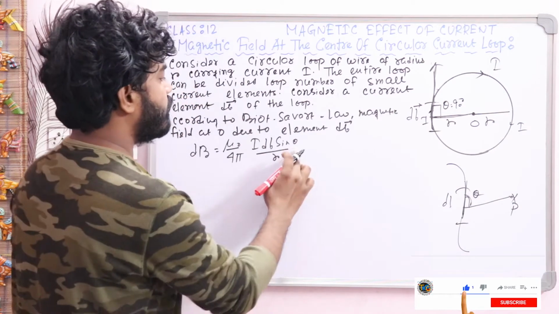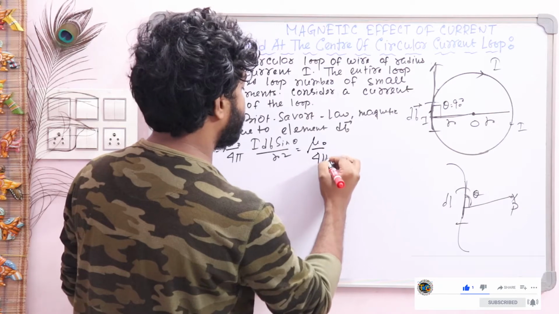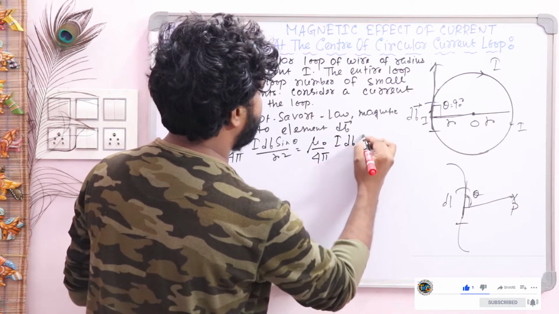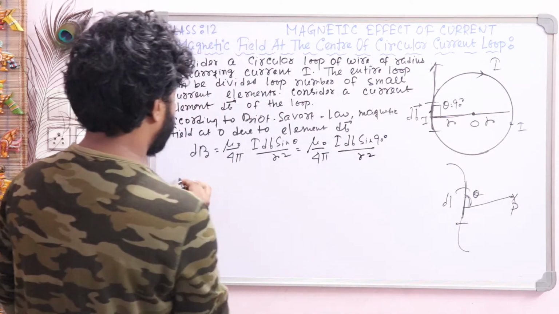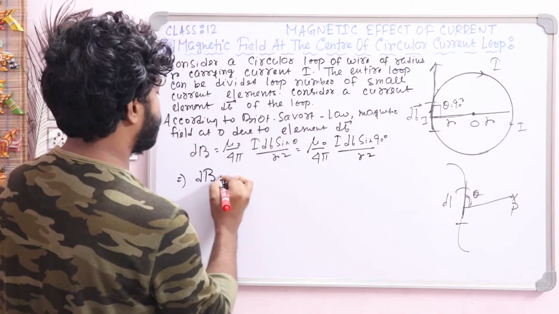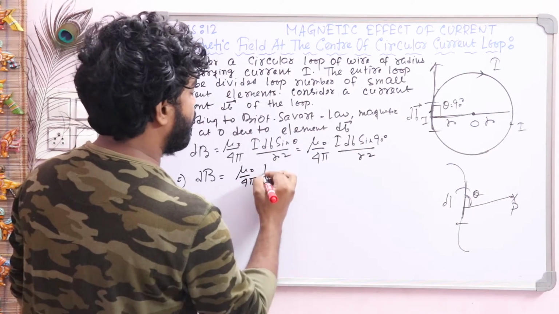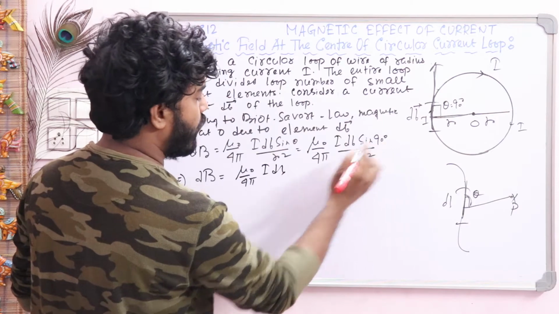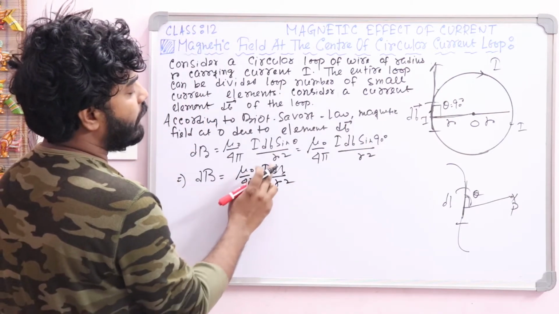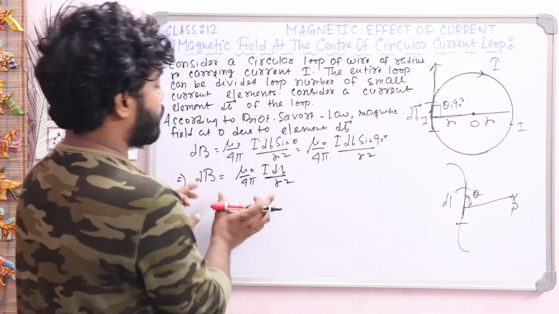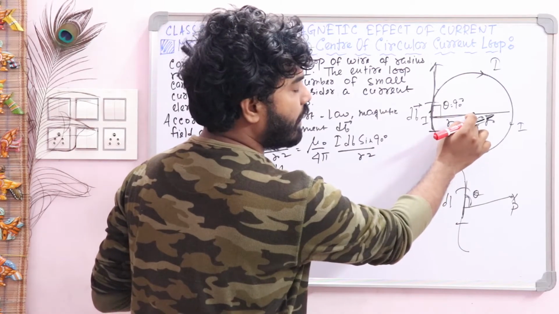So here, putting this value, this one will be mu naught by 4 pi I del L sin 90 divided by R square. So this value will be dB, that is equal to mu naught by 4 pi and I del L and the value of sin theta, that is 1. So this one is the value of dB, mu naught by 4 pi I del L by R square, and this is the expression of magnetic field at the center of this circular current carrying loop.